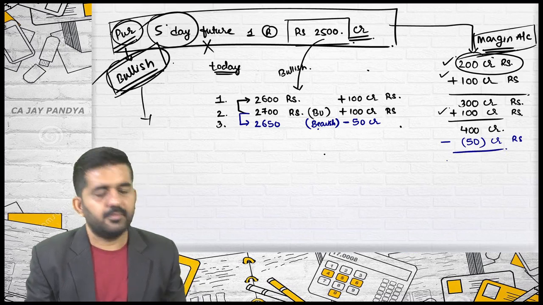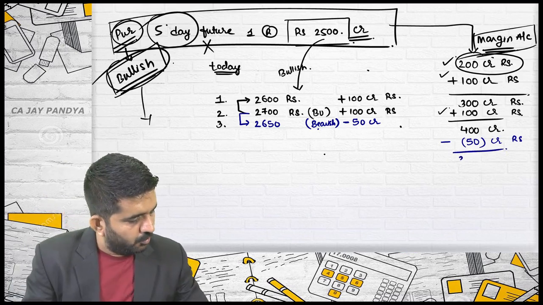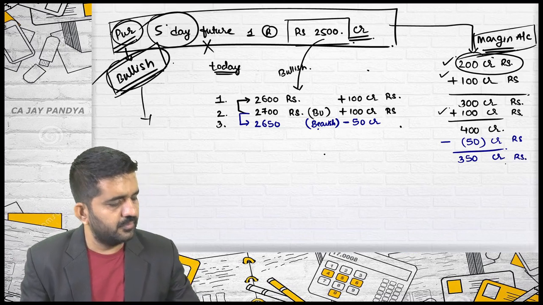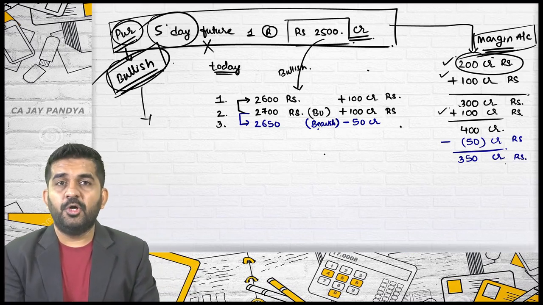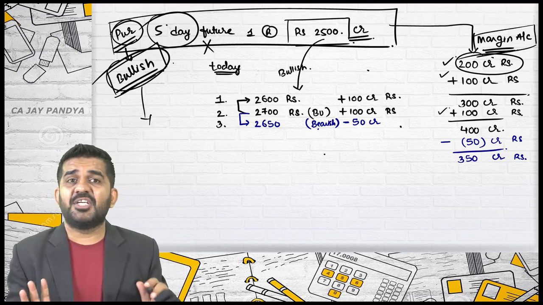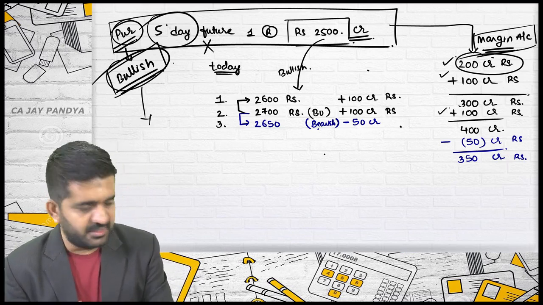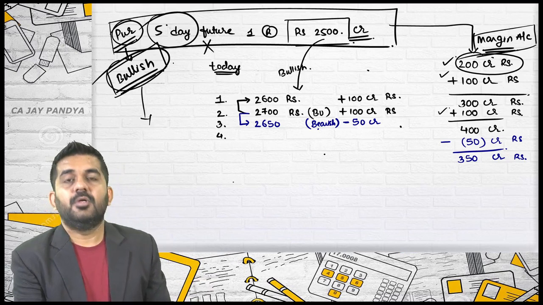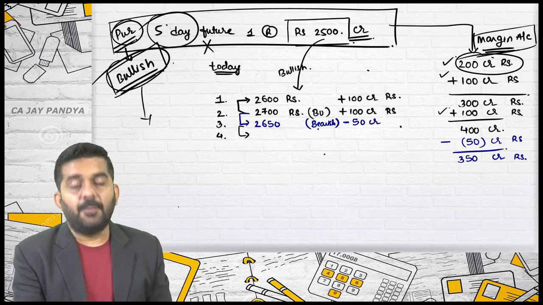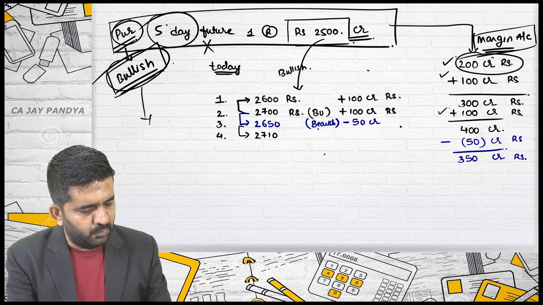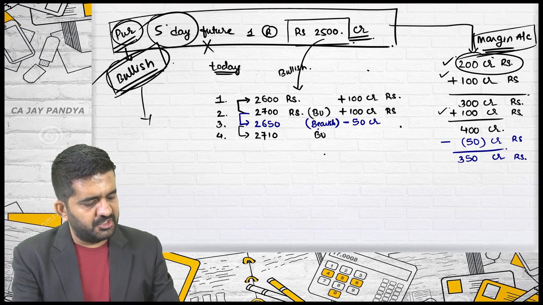What is the idea? 350 crore rupees. Is it alright? This is 300, your margin account is 350 crore rupees. Is it alright? Next day again, fourth day. The price became 2710. Market is again bullish.